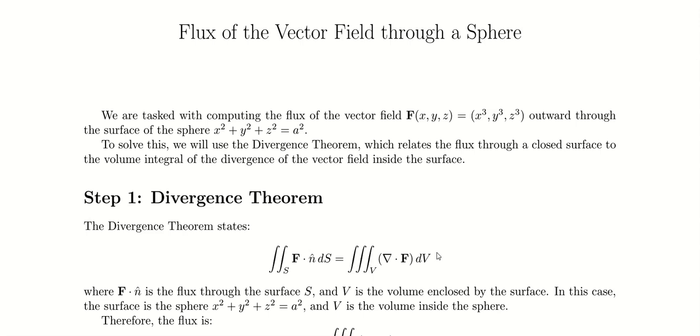To solve this, we can use the divergence theorem because it applies to a closed surface, which is x² + y² + z² = a², and we're calculating the flux of that. So we can represent this as a volume integral of the divergence of the vector field inside the surface.